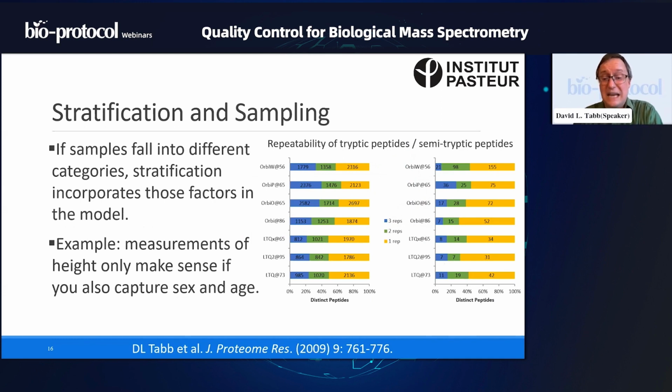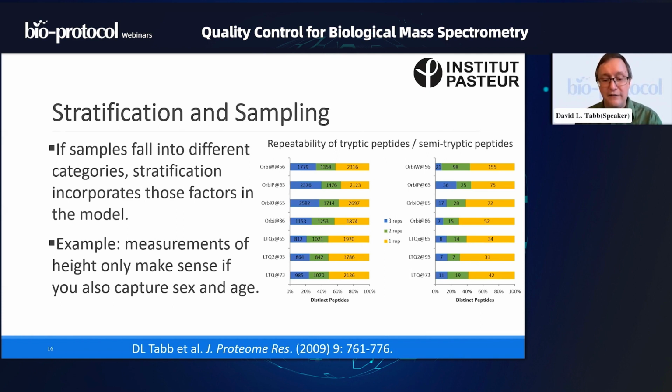Okay, stratification and sampling is a rather complex topic, but I think it's one that we can cover at least at a very high level. If your samples fall into different categories, stratification is a way to incorporate which category they fall into as part of the model. So I already made the example that if we were to write down the heights of everyone on this call, we would need to take into account the age of the person and the sex of the person and so on in order to understand why some people are not as tall as others.